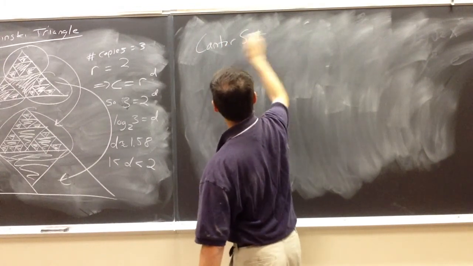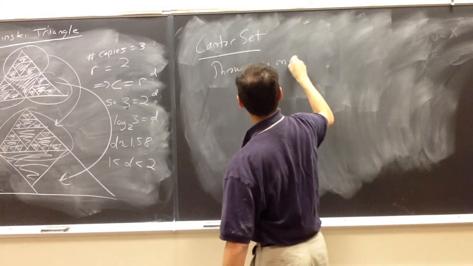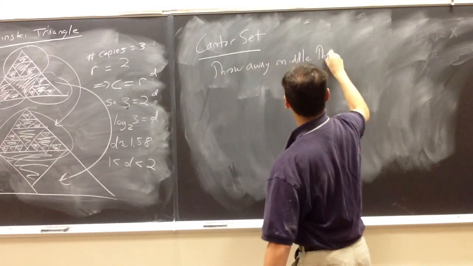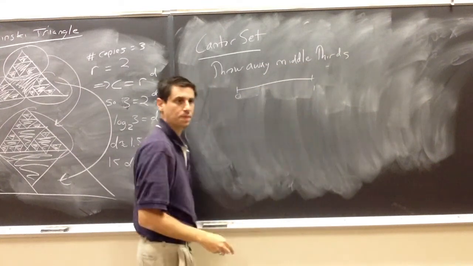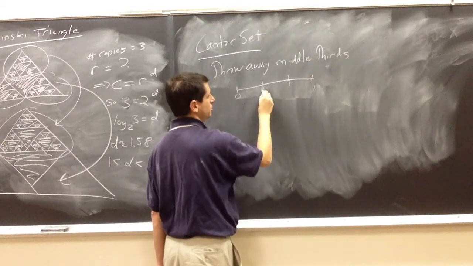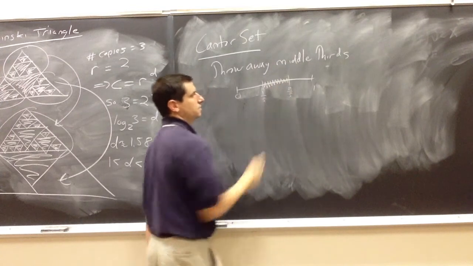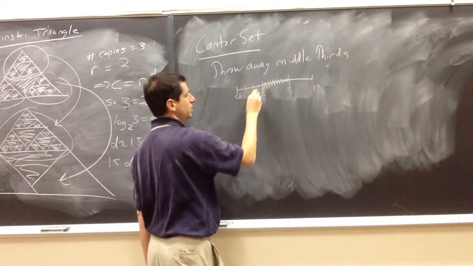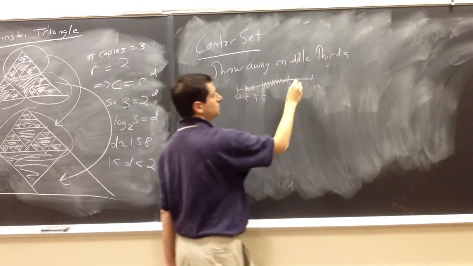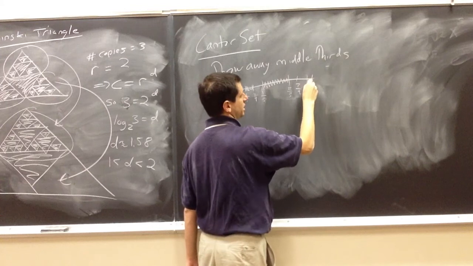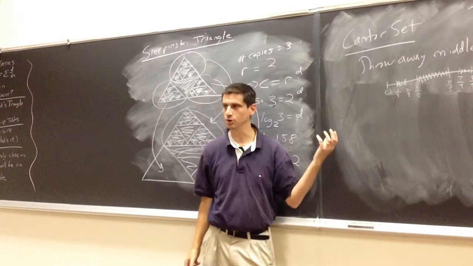Cantor set. So throw away the middle thirds. So you start with the interval 0, 1. You then throw away the middle third. So here's 1/3 and 2/3. You throw this away. And now you throw away the middle third here. So that's 1/9 to 2/9. You throw that away. 7/9 to 8/9. You throw that away. And you keep iterating. And you see what's left over.